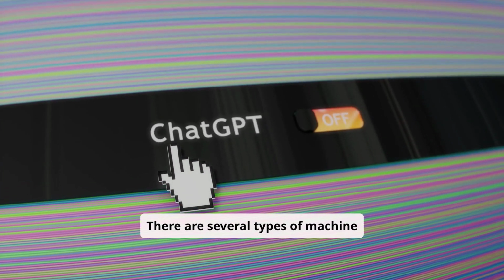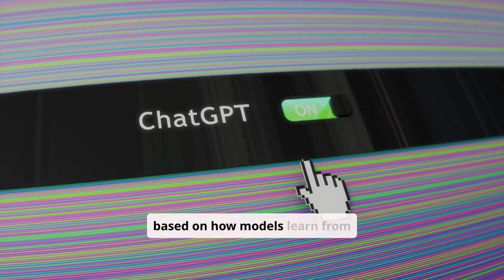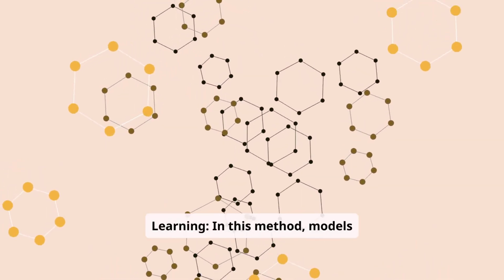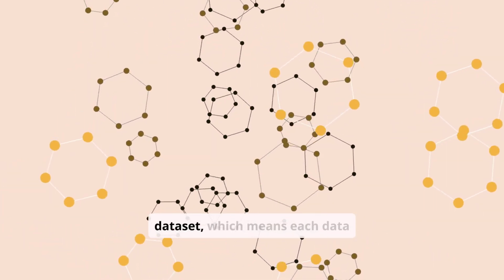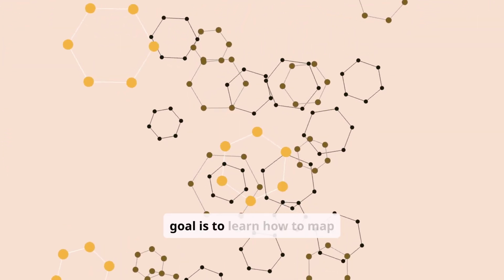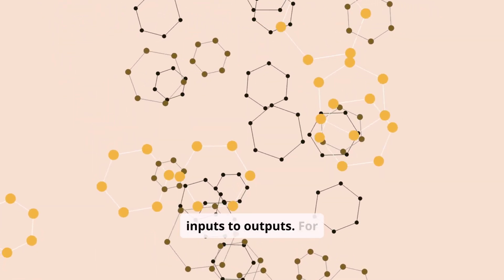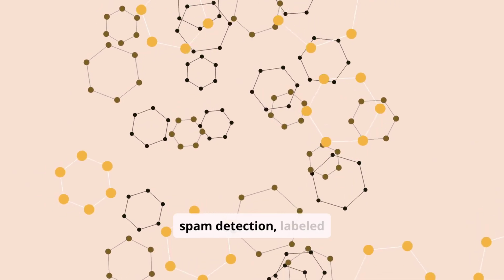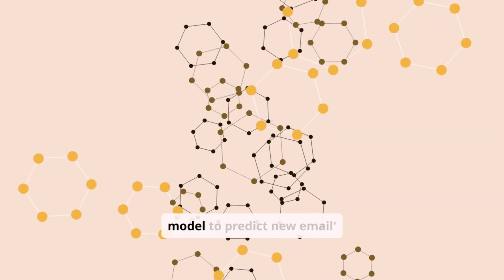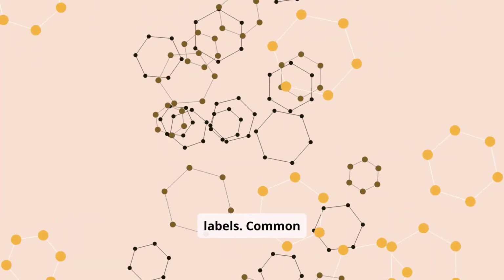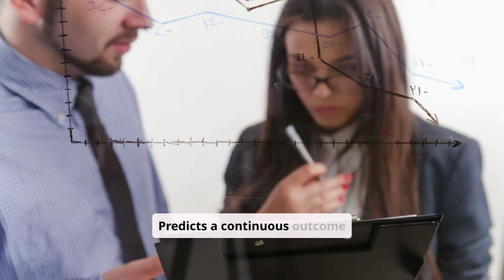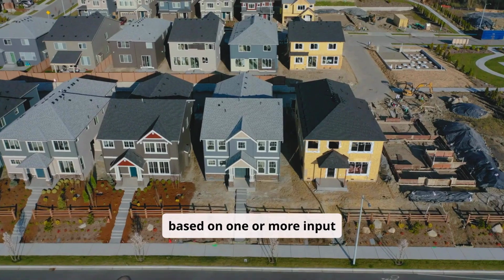There are several types of machine learning, classified based on how models learn from data. Supervised learning. In this method, models are trained on a labeled dataset, which means each data point has an associated output label. The goal is to learn how to map inputs to outputs. For example, in email spam detection, labeled emails, spam or not spam, are used to train a model to predict new email labels.